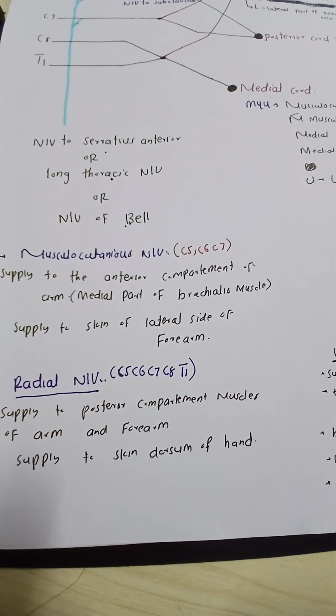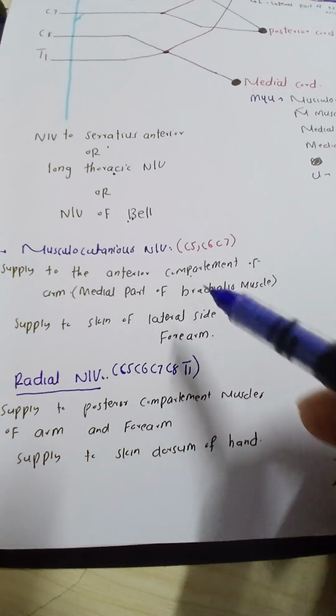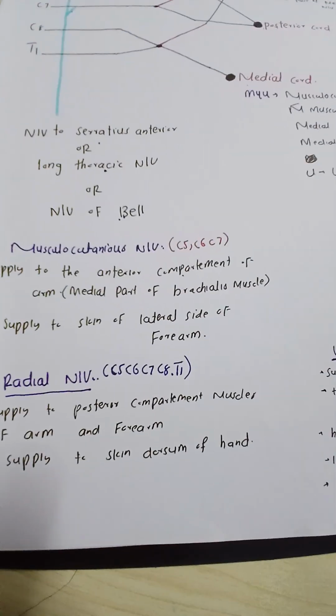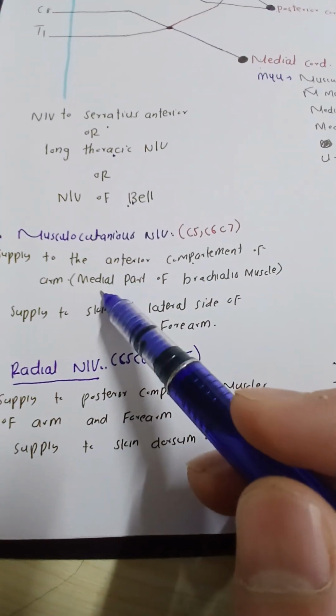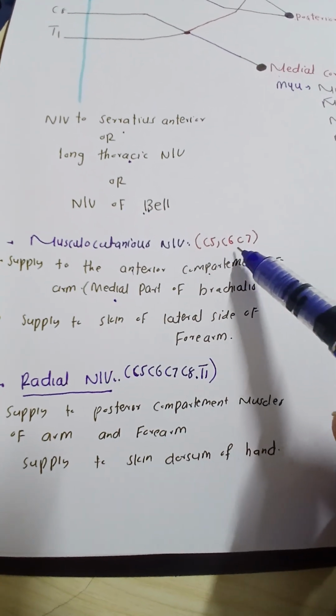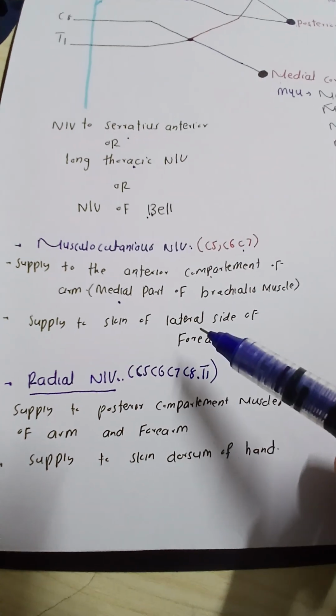Now we have discussed the minor nerves. There are five major nerves in the brachial plexus. One is the musculocutaneous nerve, radial nerve, axillary nerve, and ulnar nerve, and then we have the median nerve. First of all, we discuss the musculocutaneous nerve. The musculocutaneous nerve root value is C5, C6, C7, and it originates from what cord? It originates from the lateral cord.